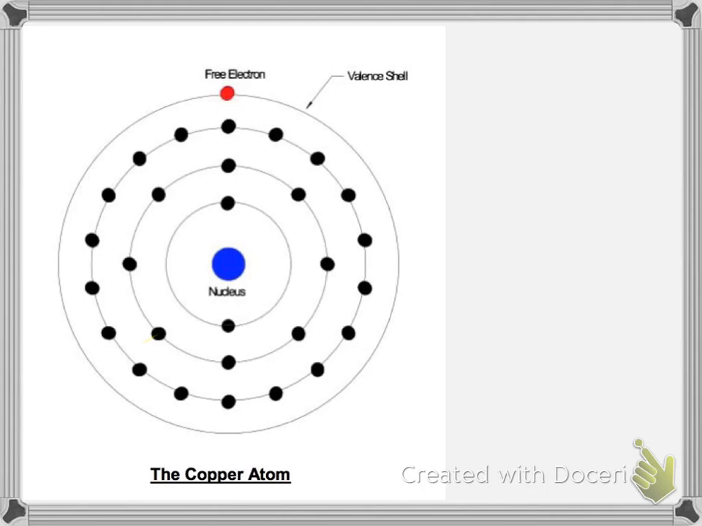So this is the picture of a copper atom. We have orbitals or shells, and we have various numbers of electrons in each of those shells, and the number of electrons in each of the shells makes up the different elements that we have here on Earth.